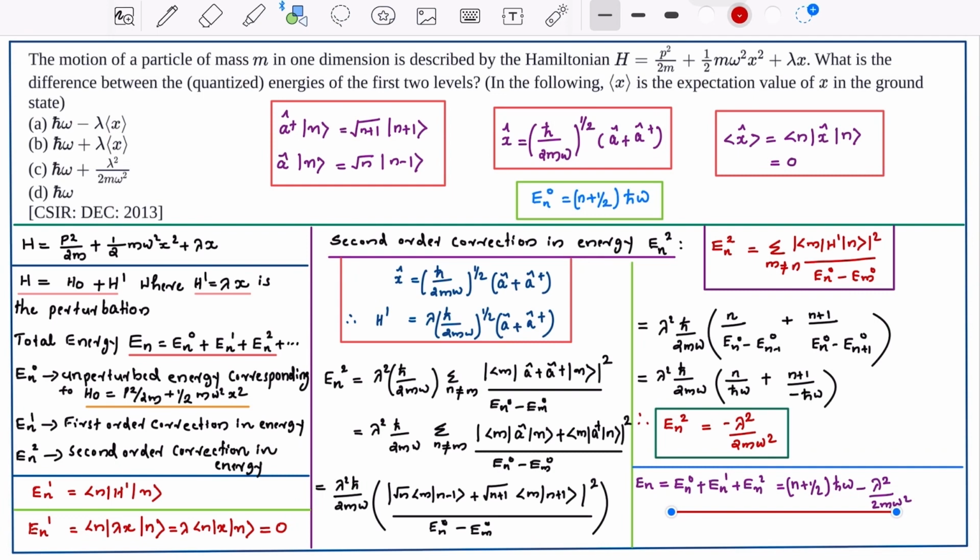Now in the question, the difference between the energies of the first two levels is asked. That is, we have to find out the difference between E1 and E0. To find E1, just substitute n is equal to 1 in the above equation, and for E0, substitute n is equal to 0 and take the difference. This is equal to 1 plus 1 by 2 h cross omega minus half h cross omega, that is equal to h cross omega.